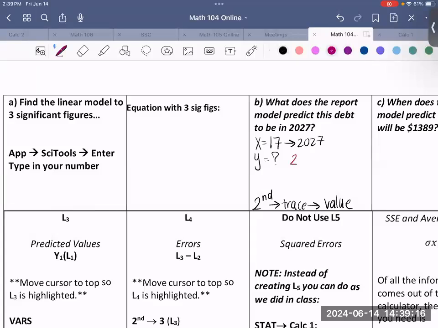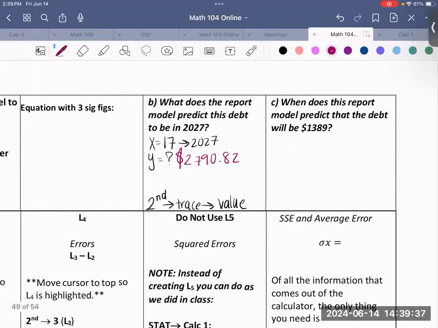We said 2,790.82 dollars. So based on this model, in the year 2027, we will have a debt of $2,790.82.